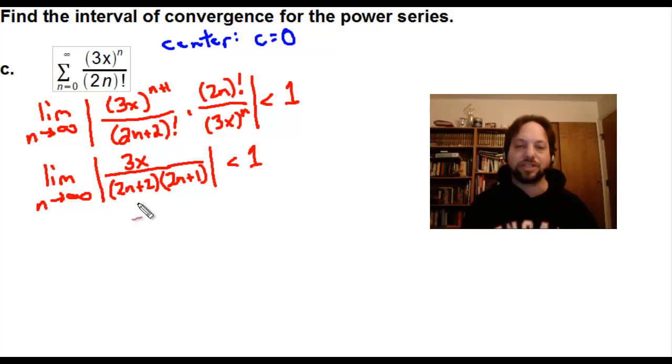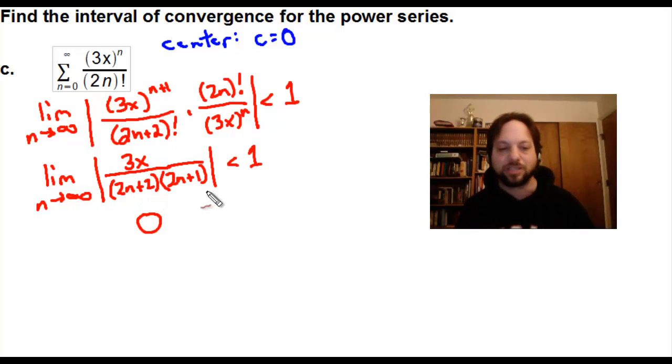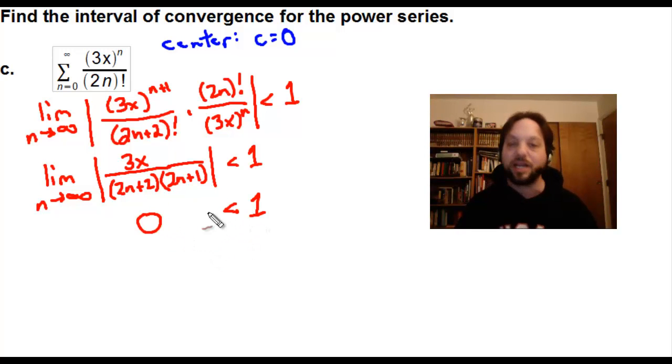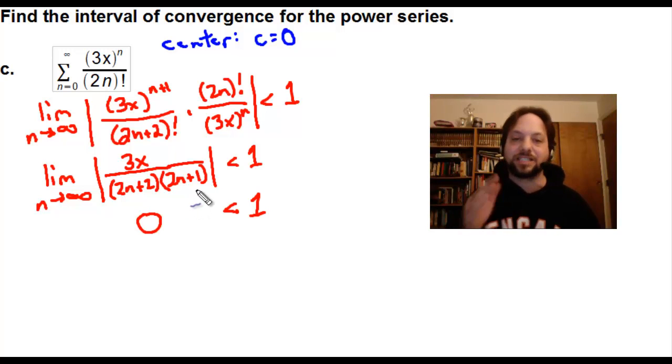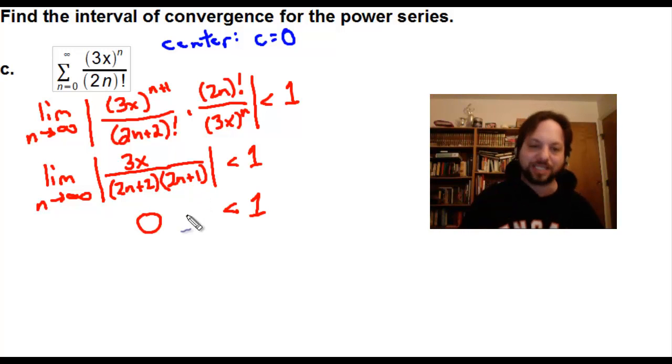As n approaches infinity, I hope it's clear for you to see that this entire magnitude here is actually just going to turn into a big 0. We end up with n squared on the bottom and no n's on top to balance. So this does go to 0. Setting that less than 1, I see that I have a true statement. 0 is less than 1. Let me follow that up by saying 0 is always less than 1.